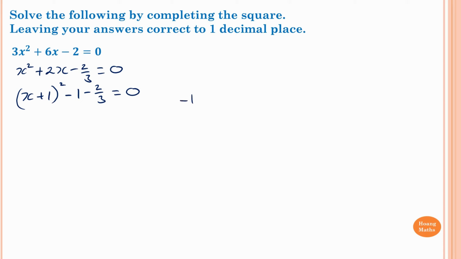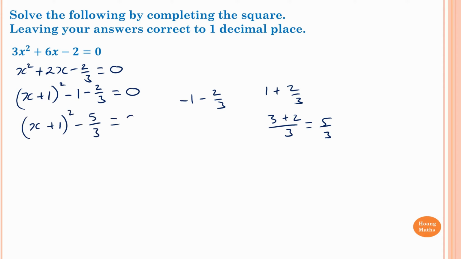So now let's simplify further. Minus 1 minus 2/3. So it's just like 1 plus 2 over 3. So that becomes 3 plus 2 over 3. So that is 5 over 3. So which is x plus 1 all squared minus 5 over 3 is equal to 0. Now I move this to that side, so x plus 1 squared is equal to 5 over 3.